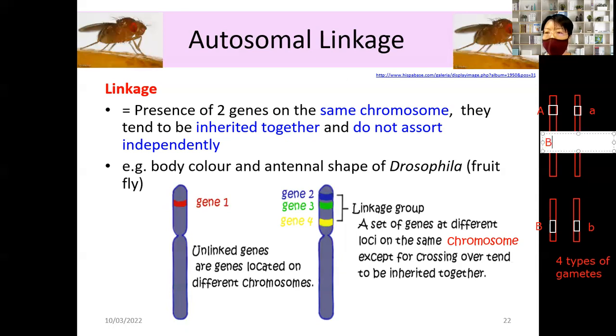So big B is here, and small b is here. Okay, so if A and B are linked genes, then what are the possible different types of gametes that you can get? How many?